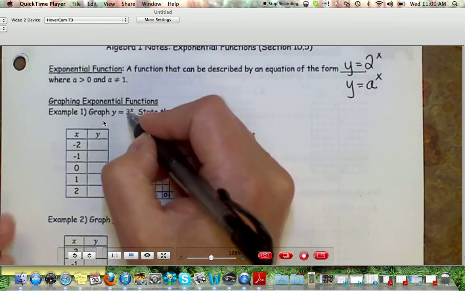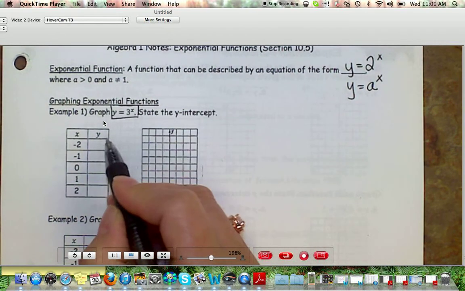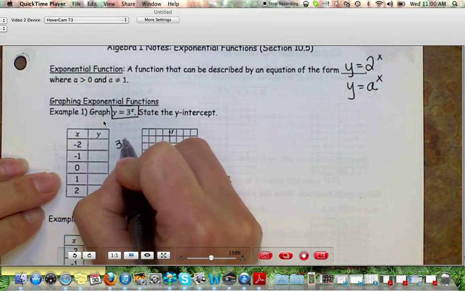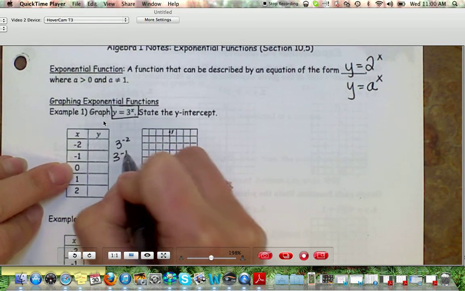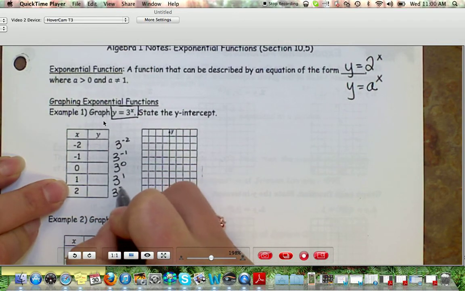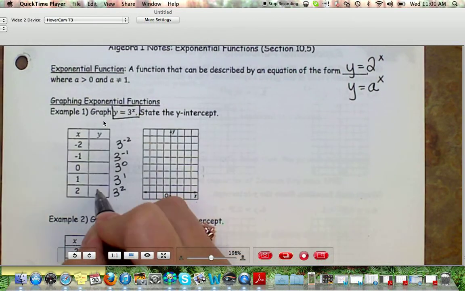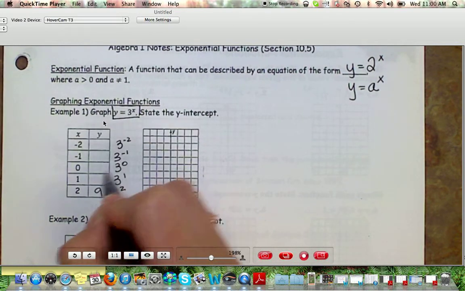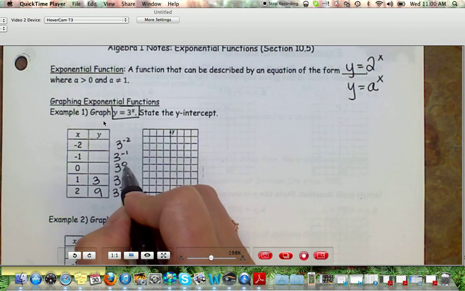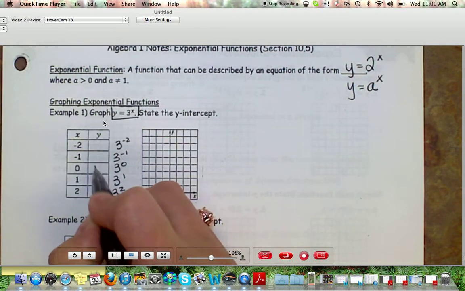So we're doing y equals 3 to the x power. In this case, we're doing 3 to the negative second power, 3 to the negative first power, 3 to the 0 power, 3 to the first power, 3 to the second power. Now these down at the bottom, you could do without a calculator. 3 squared is, of course, 9. 3 to the first is 3. 3 to the 0, if you remember our exponent chapter, anything raised to the 0 power is always 1.